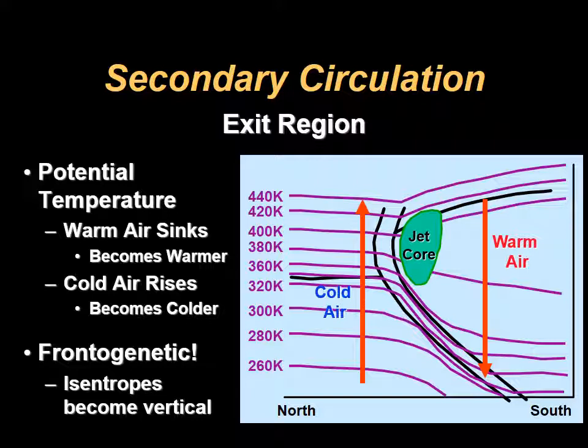So with that warm air sinking, you can think of it as actually, as it sinks, warm air gets warmer, and cold air as it rises gets colder. So to the north it's getting colder, to the south it's getting warmer. So this is enhancing the temperature gradient. Not only that, you can think of those isentropes, or those lines of potential temperature, as physical surfaces. And if you're pushing them down to the south and pulling them up towards the north, they're going to get more vertical, or greater slope. In other words, this is helping a front form. It's frontogenetic.